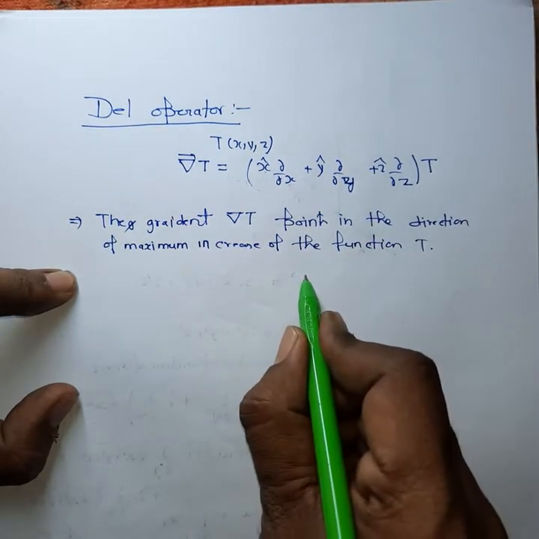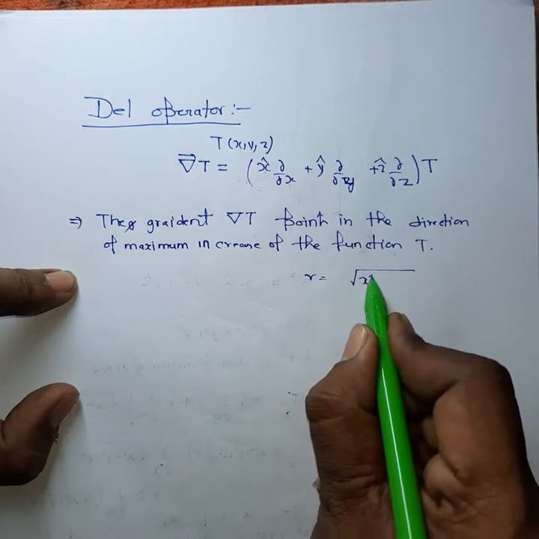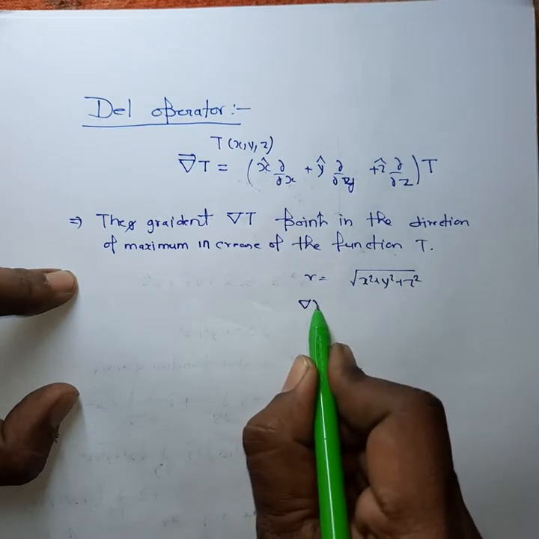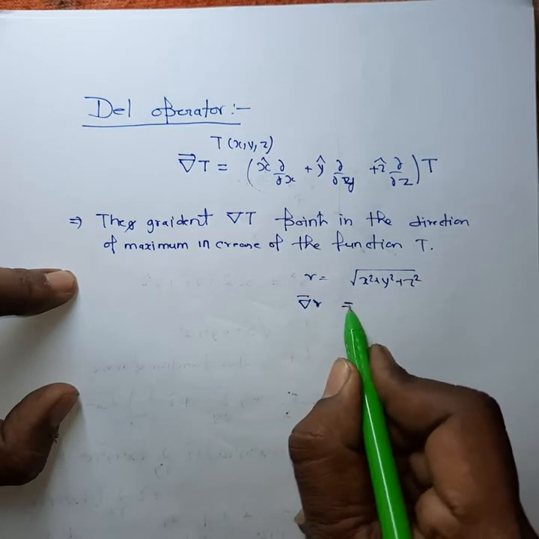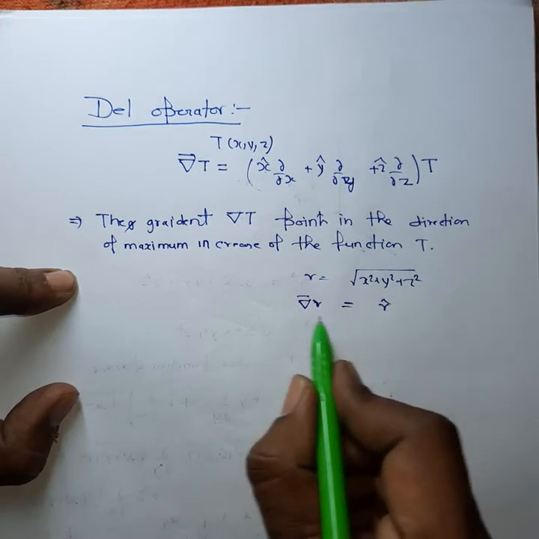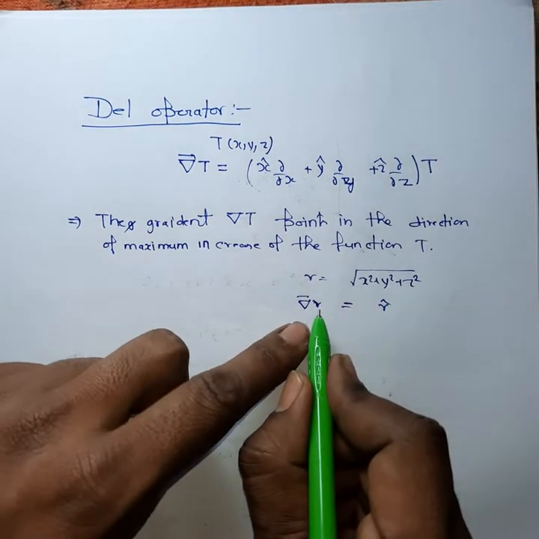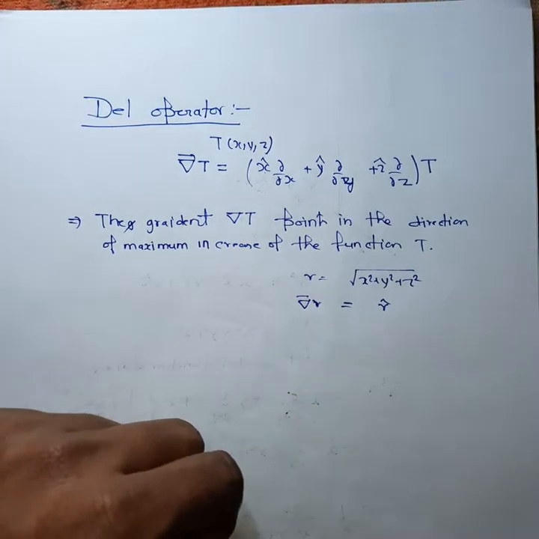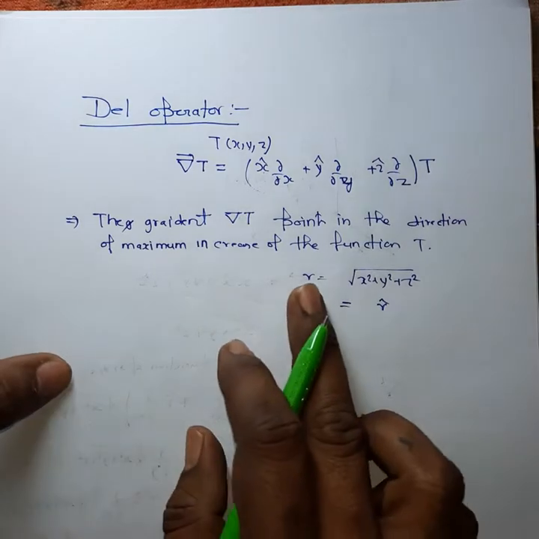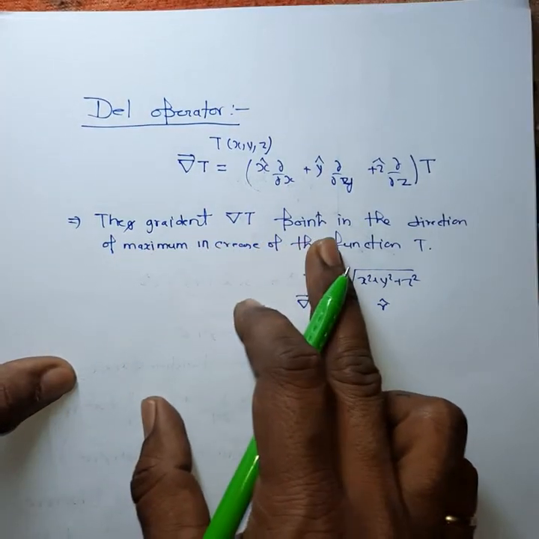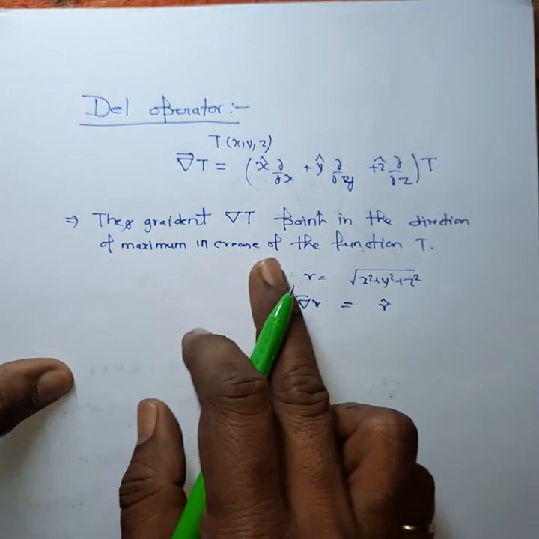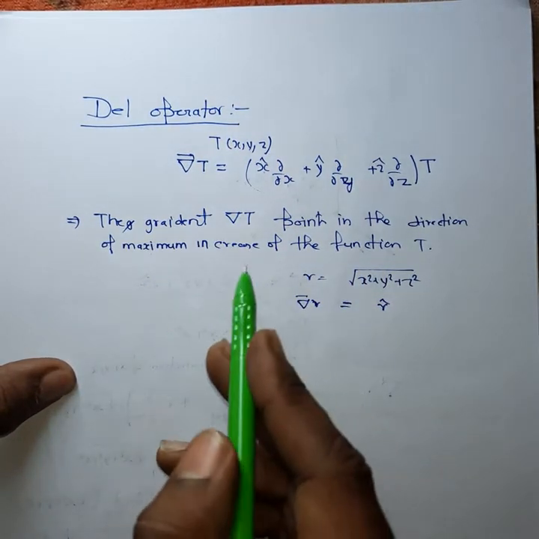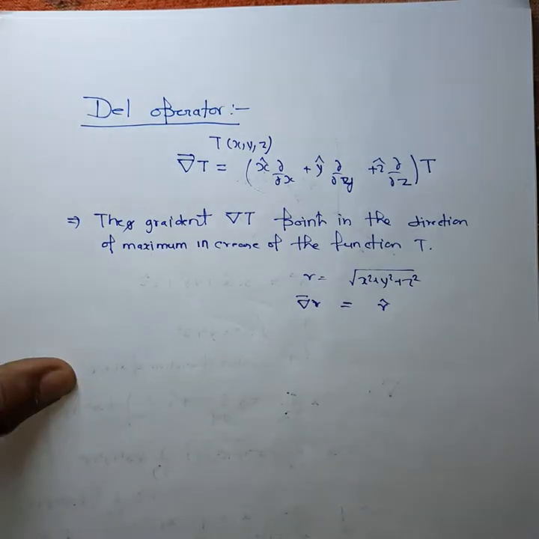As you have seen in the example, the gradient of r was r cap. So this tells us that r increases maximum in the radial direction. So the gradient of t points in the direction of maximum increase of function t. It means that it tells the direction in which t increases more rapidly.